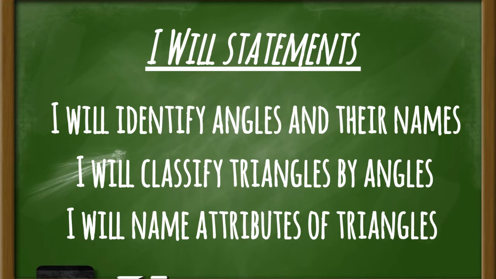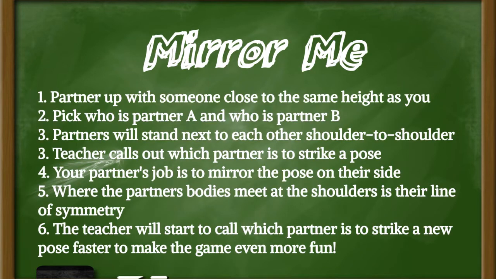Good job, mathematicians. Today, you're going to be playing a Mirror Me game or a symmetry game. You're going to need to partner up with somebody who's about the same height as you or someone who's close to it. In your groups, you'll decide who is partner A and who is partner B. Your teacher will call out who is to start, partner A or B. That partner will start by striking a pose.